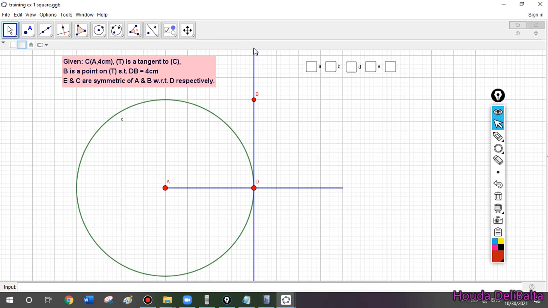That line T is a tangent to the circle at point D. B is any point on T in such a way that DB is exactly equal to the radius. It's equal to 4 centimeters.